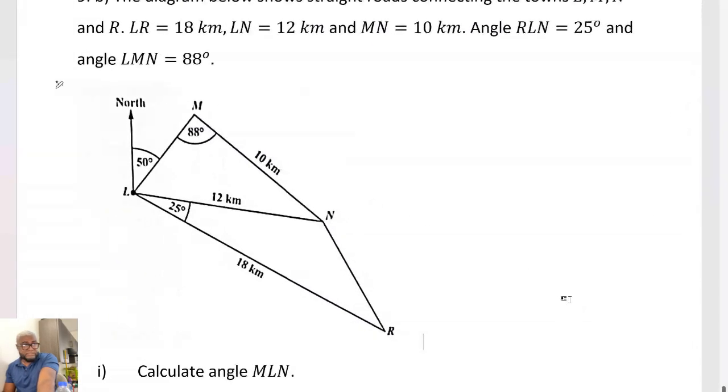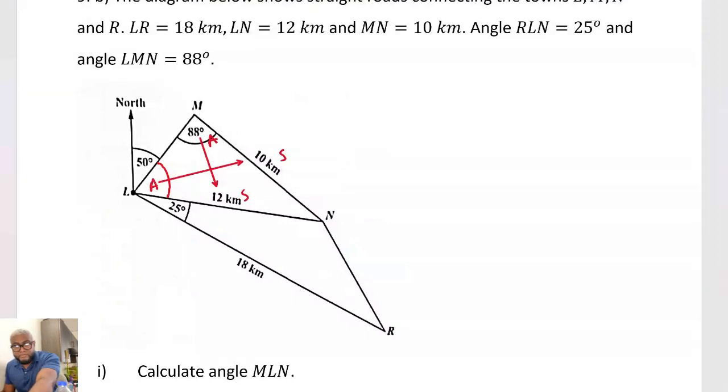Calculate... My whole idea is here. How would we find this angle here, which is MLN? Anybody? We did a whole worksheet on this last time.